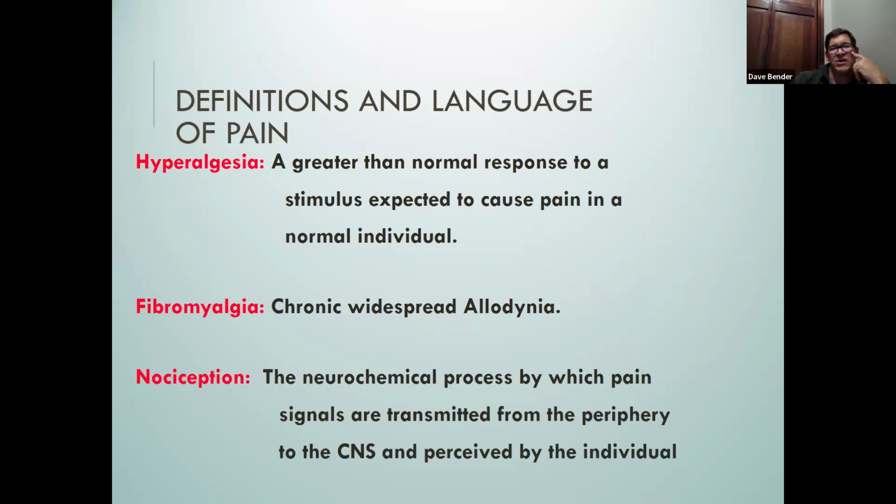Hyperesthesia is a greater than normal response to a stimulus expected to cause pain in a normal individual. Allodynia is very severe. Hyperesthesia is where I do a light touch and, okay, that's painful. Gentle pressure, that's going to be painful.